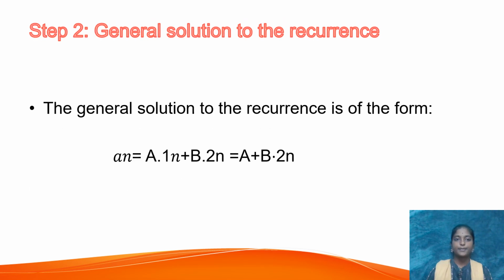Coming to step 2, we are finding the general solution to the recurrence relation. The general solution to the recurrence is of the form a(n) = a·1^n + b·2^n, which is a + b·2^n.